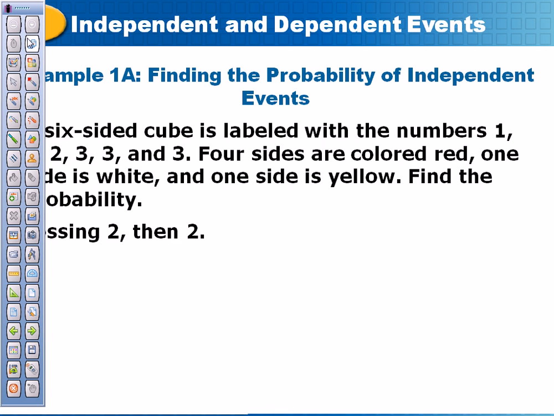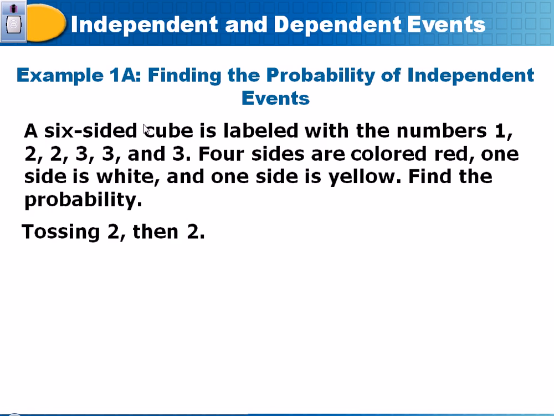Now let's look at some examples that clearly show us independent events. A six-sided cube is labeled with the numbers 1, 2, 2, 3, 3, and 3. So we're definitely not gambling now, are we? All right. Four sides are colored red, one is colored white, and one is colored yellow. Find the probability of tossing a 2, then a 2. Okay, so we have this weird cube, and they set it up for us. It's got these numbers on it, and it's got some colored sides.